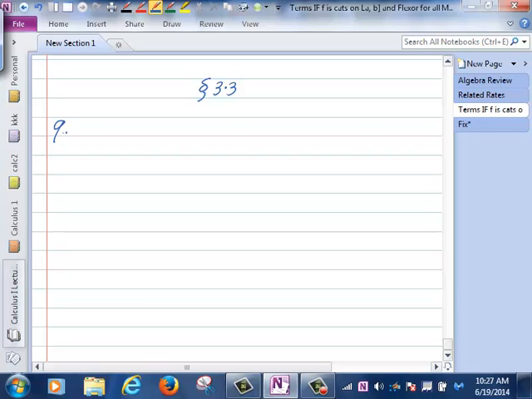You're given a function which is 2x cubed plus 3x squared minus 36x. Okay, you have to find the intervals. So pretty much you have to do everything. You have to find where the function is increasing, decreasing. You have to find where the function is concave up and down. You have to identify the inflection points and so on. And you have to identify the local max, local min.